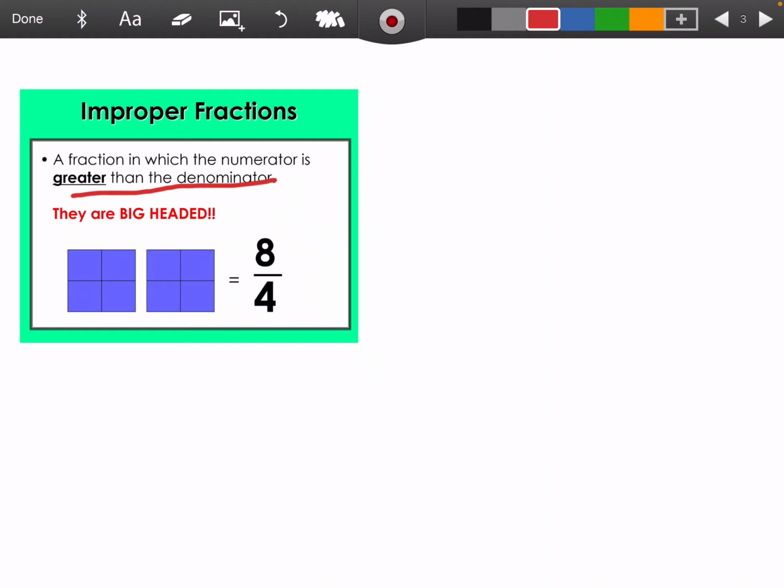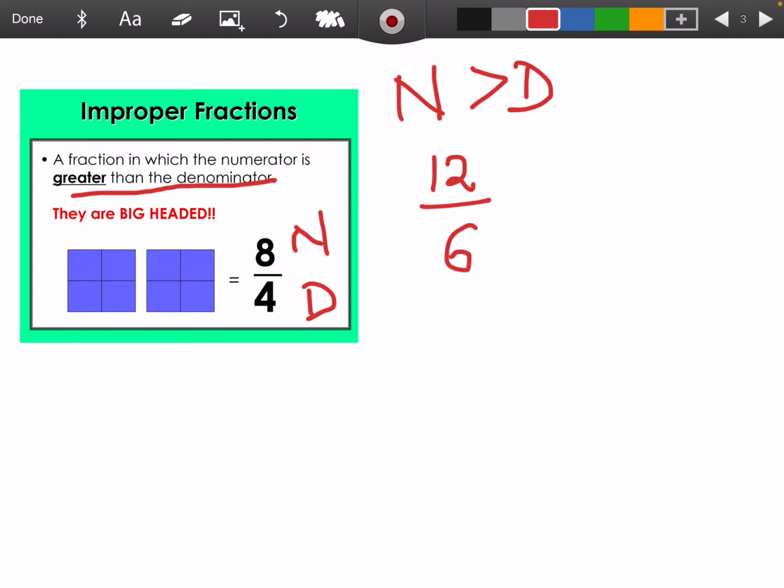As you can see here, 8 is the numerator and 4 is the denominator, and the numerator is greater than the denominator in this fraction, and hence it's called an improper fraction. So any fraction in which the numerator is greater than the denominator is called an improper fraction. The example which I wrote here is 12/6. 12 is the numerator, 6 is the denominator, and this is an improper fraction.